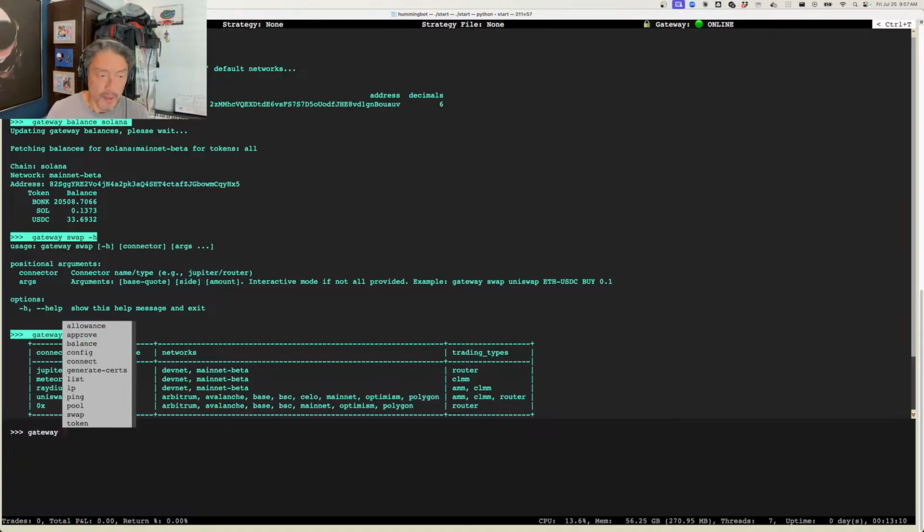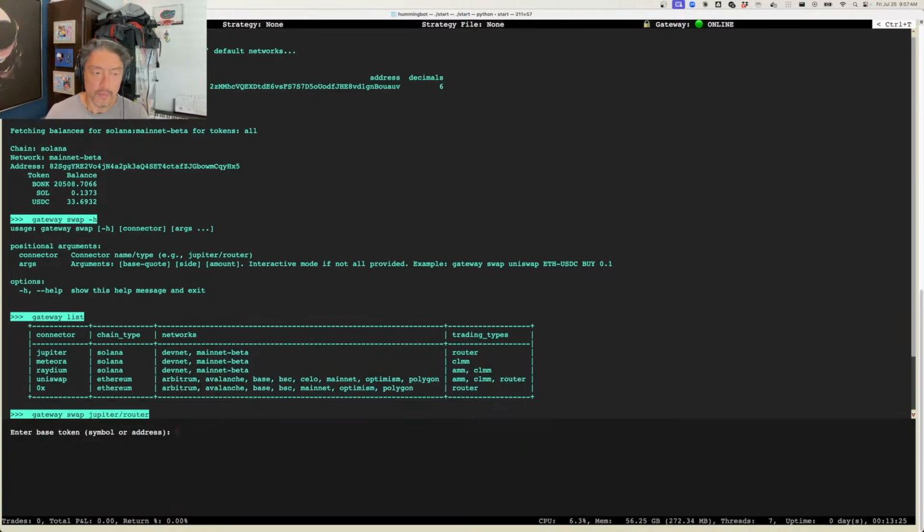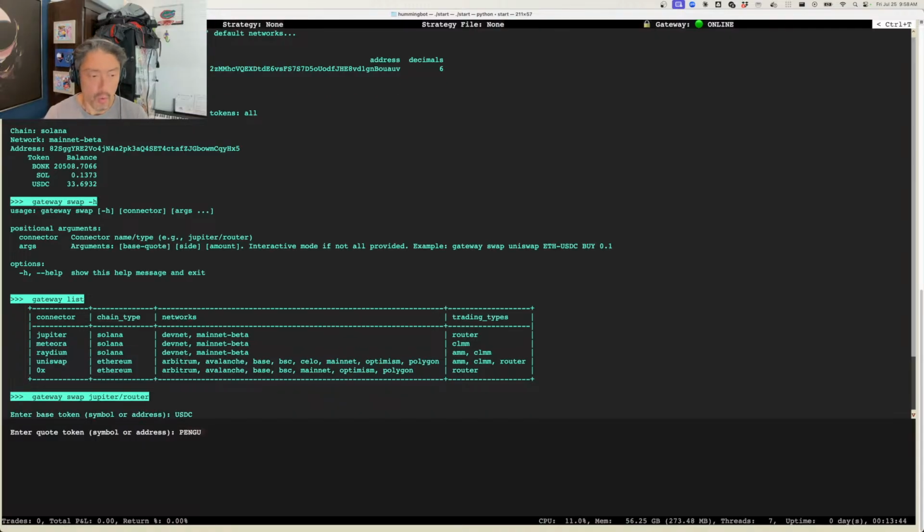To do a swap, we just select a DEX like this, and we can enter into interactive mode. So let's try Jupiter, since that's probably the simplest one to use. And so we can just hit Jupiter swap like this, and let's see. We have a bit of SOL and USDC, and so I think we want to basically use USDC. Okay, and then we want to do quote Pengu.